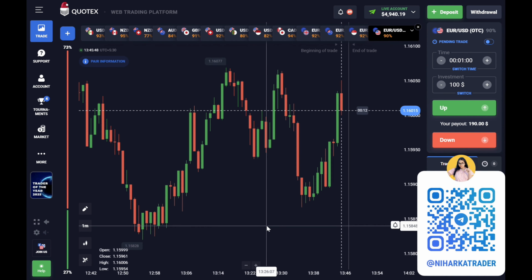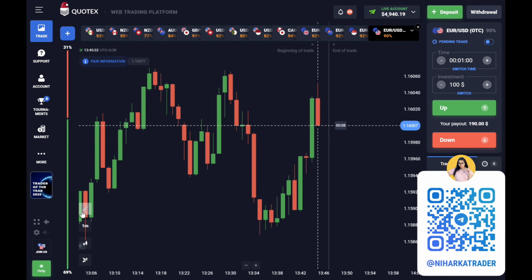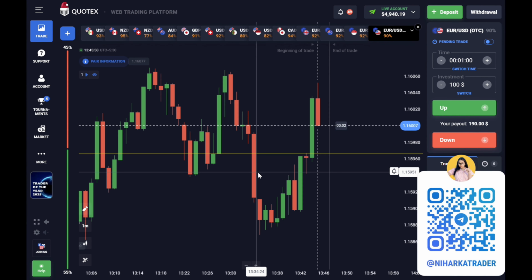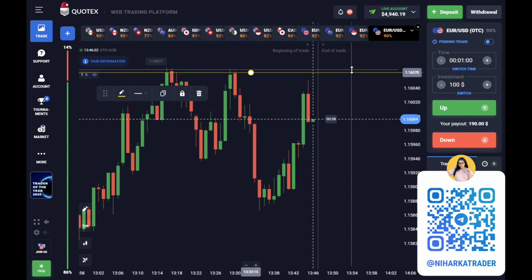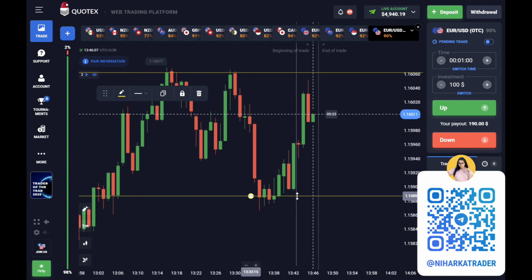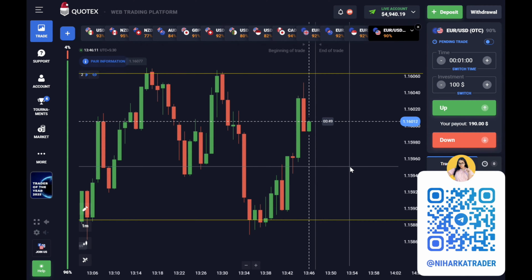This chart looks reasonably okay to me. Apart from that, I will try to draw some of my own levels here, because only if I can draw the levels properly will I feel confident that maybe I have identified a strong support or resistance. So on the upside, I have marked one resistance level, and on the downside, I will mark one support level.